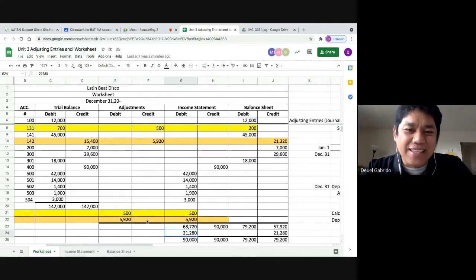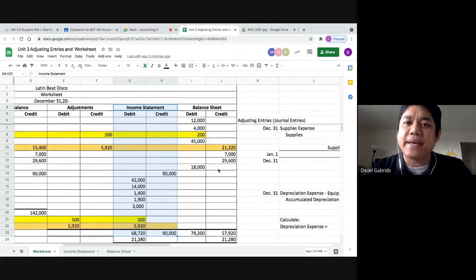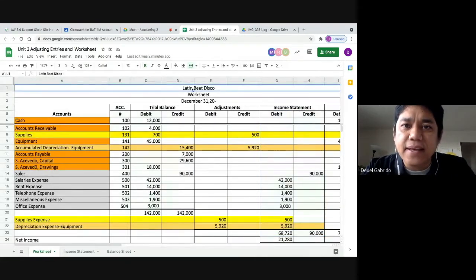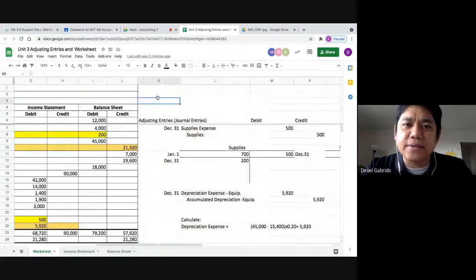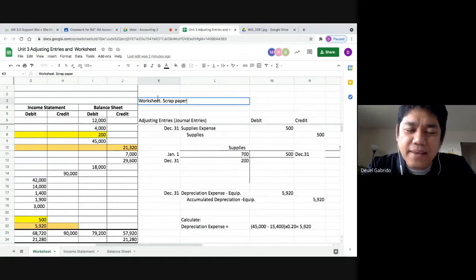That's what I'm saying. So okay, if I ask you this question, this is just a worksheet. Look at the heading, Latin Beat Disco, worksheet, December 31. When we say worksheet, it's just like a scrap paper. We don't use this in reporting.